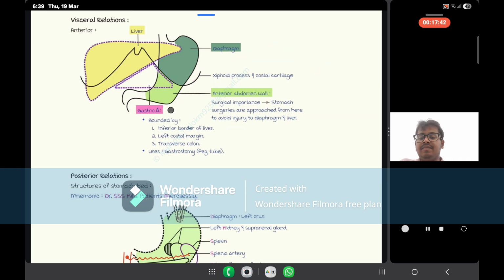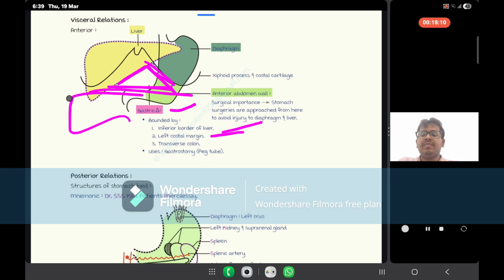Now we move next to the gastric triangle. How many borders does it have? It has three borders: the inferior border of the liver, the left costal margin, and below is the transverse colon. Obviously we know the transverse colon. Here we will move the transverse colon.